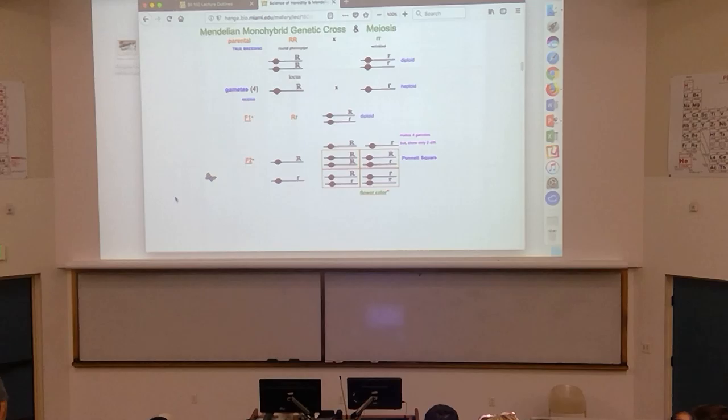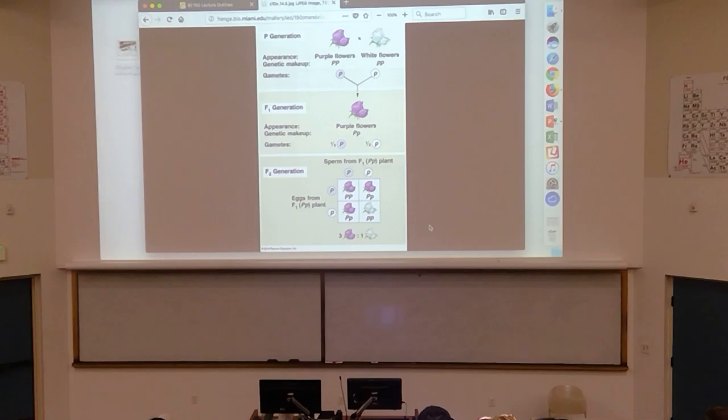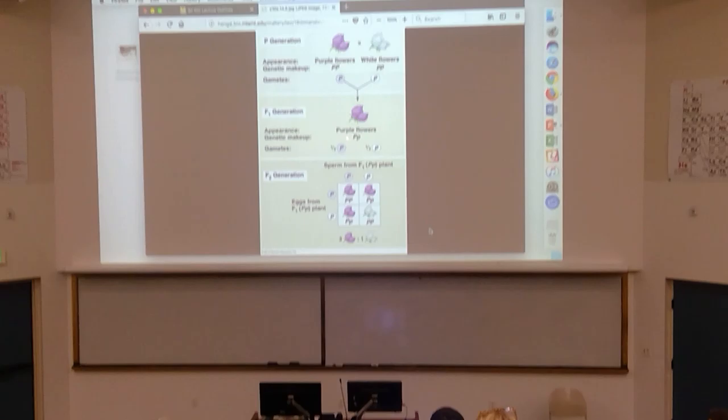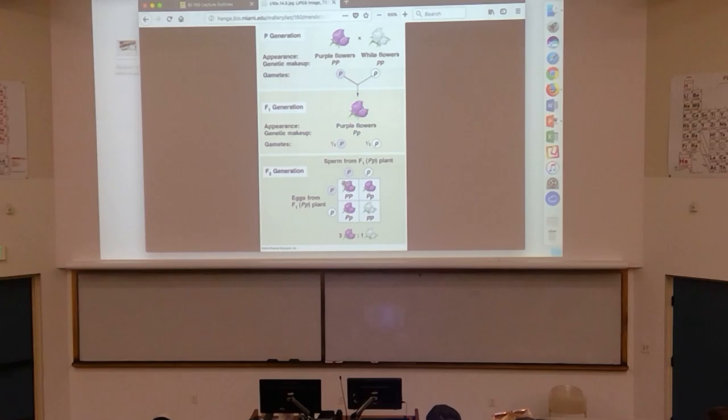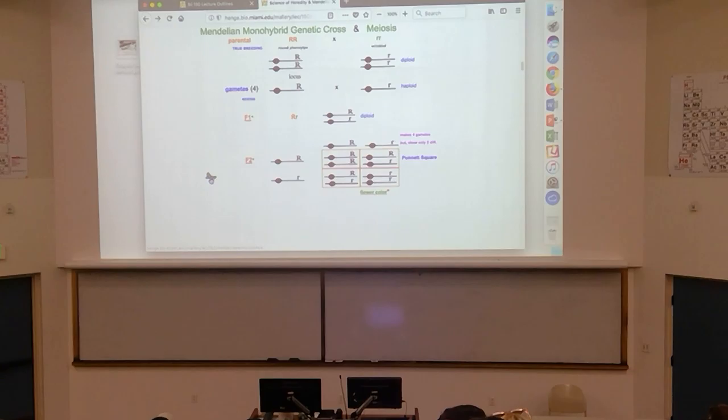Again, a specific example using flower color, pure breeding. Okay, homozygous dominant, homozygous recessive. This is the heterozygote. Okay. Half the gametes will be the dominant allele, half will be the recessive. You recombine those, and you end up with the typical classical ratio for a monohybrid cross of 3 to 1 when you recombine them. Now, this is sort of where we finished last time.